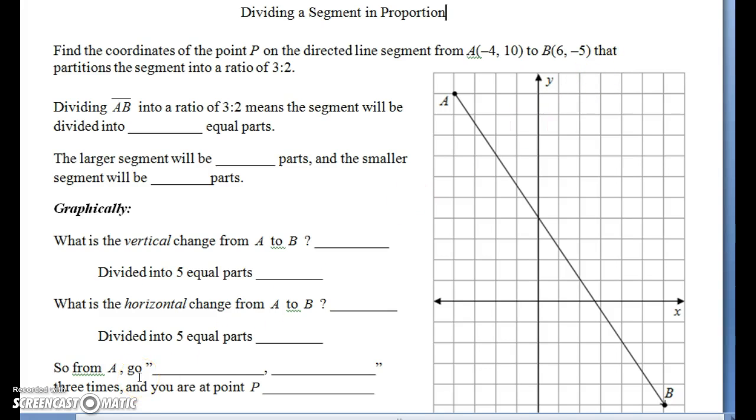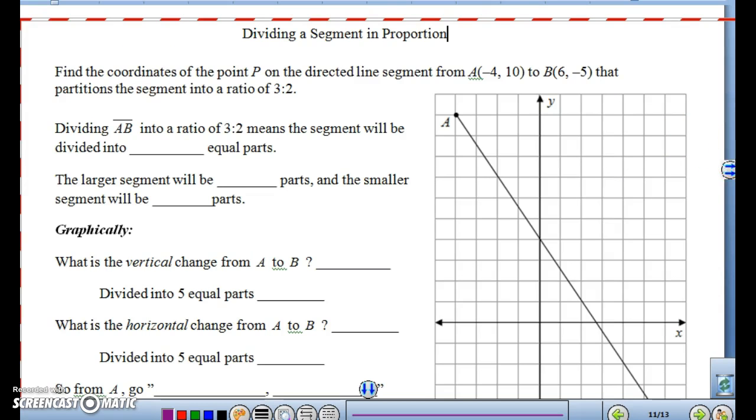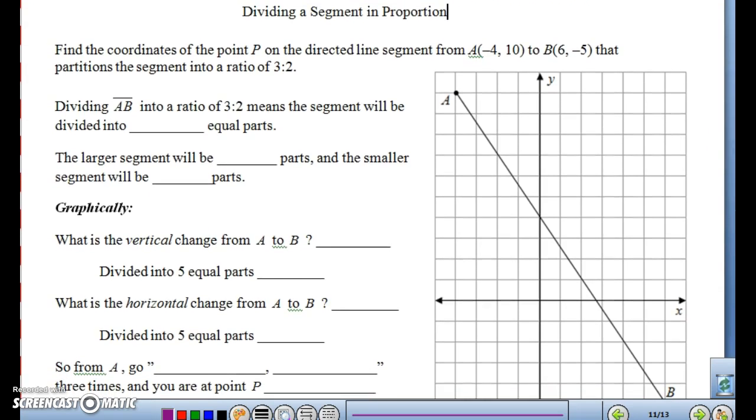So, what we need to figure out is how we are going to divide this segment. Well, we want to divide it in a ratio of 3 to 2. So, if I want to divide AB into a ratio of 3 to 2, it means the segment will be divided into 5 equal parts, because this would be 3 parts, this would be 2 parts, so the total would be 3 plus 2, which is equal to 5 parts. And each of those segments will be equal.